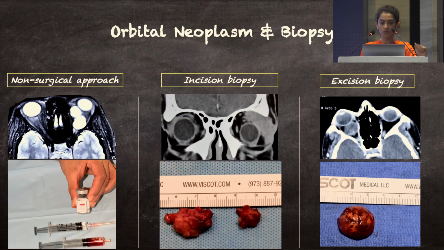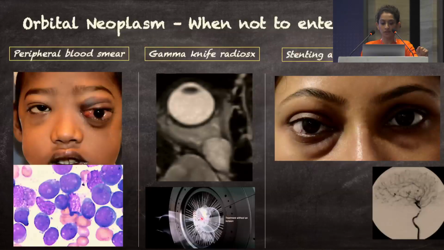Incision biopsy in those cases where you want diagnosis, and excision when it's a well-defined lesion. There are situations where you don't even go inside. Like when you're suspecting a granulocytic sarcoma in a child, it's just peripheral blood smear; gamma knife radiation for risky lesions in the apex; and stenting and coil embolization in vascular lesions.